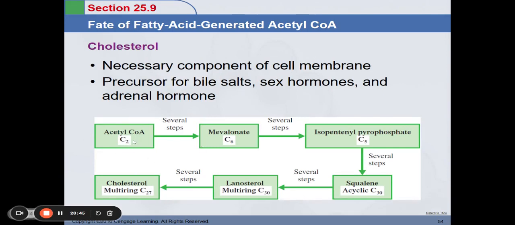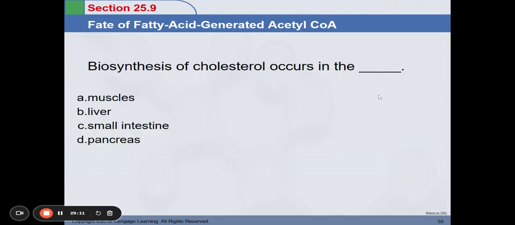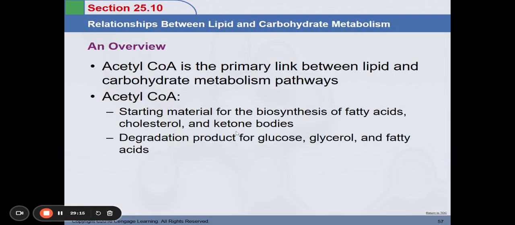So, starting with C2, or two carbon atoms, acetyl-CoA would become mevalonate, which is a six carbon compound, as you may see. It undergoes further steps. It will become a five carbon compound, and then a 30 carbon compound, and then it would become your 27 carbon compound, which is your final end product, cholesterol. Okay, so biosynthesis of cholesterol occurs, of course, in the liver also.